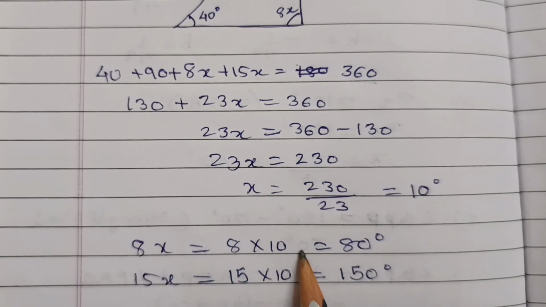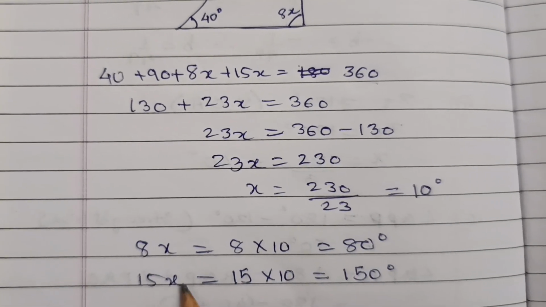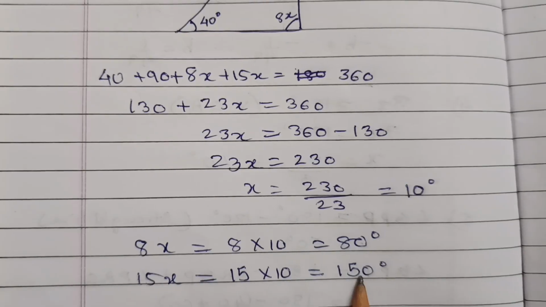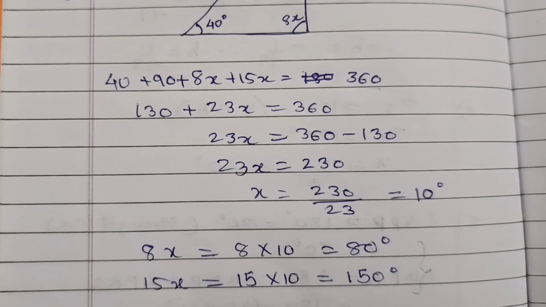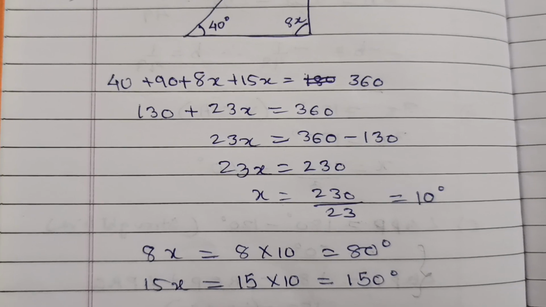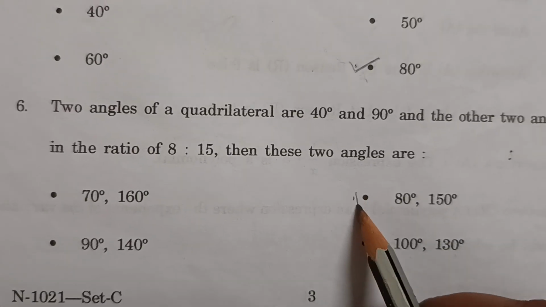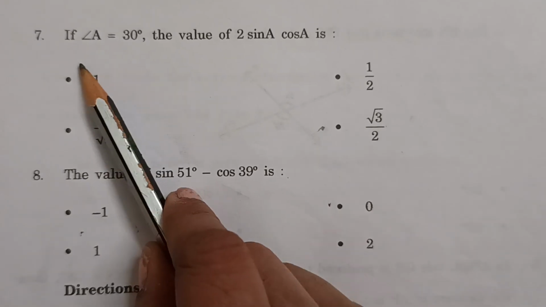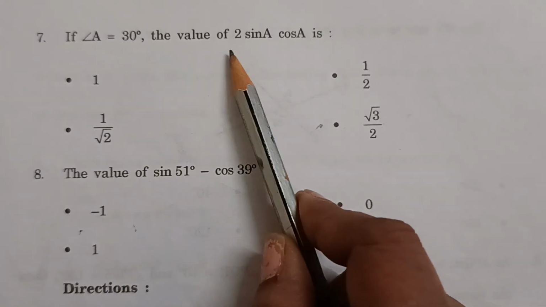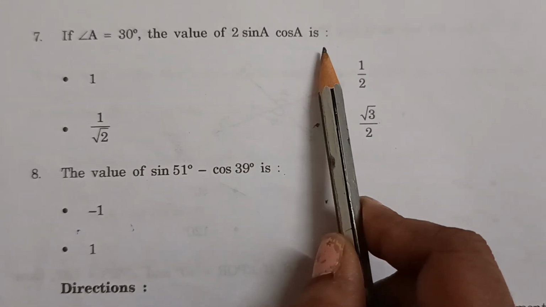So 8x is equal to 8 into 10, 80 degree and 15x is equal to 15 into 10, 150 degree. So these are the two measurements of the angle. So the correct option is 80 degree and 150 degree. Question number 7. If angle A is equal to 30 degree, the value of 2 sin A cos A is dash.